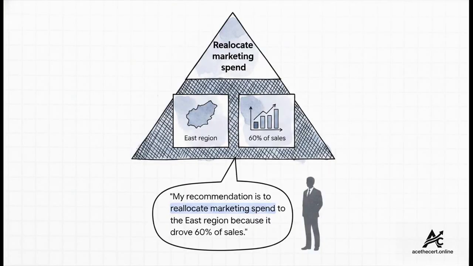Okay, now let's flip it and use the pyramid principle. Listen to the difference. My recommendation is that we need to reallocate our marketing spend to the East region. Boom, right there, that's the answer. And then you immediately follow with the why. This is because the East drove 60% of our sales last quarter, and it's growing twice as fast as any other region. See? It's direct, it's clear, and most importantly, it's actionable.